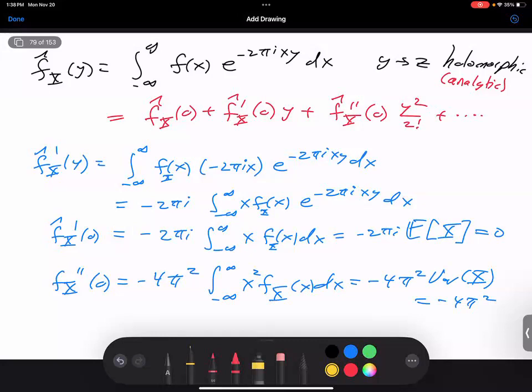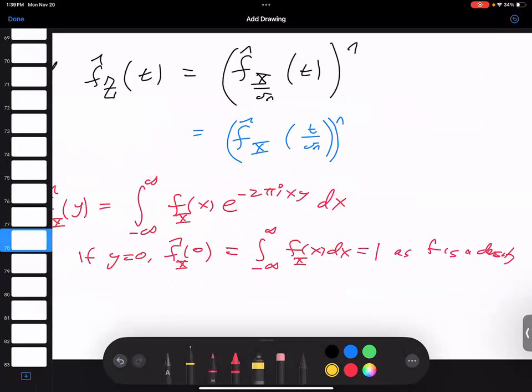Now, what does the Fourier transform of f at 0 equal? 1. What does the Fourier transform derivative at 0 equal? 0. And the second one is going to be minus 4 pi squared. Why is the Fourier transform at 0 equal to 1? We just did that a moment ago.